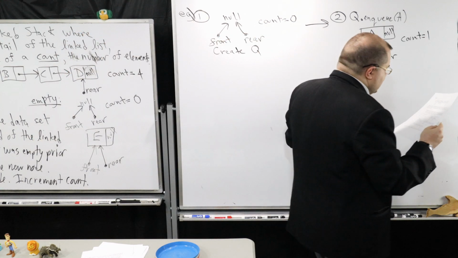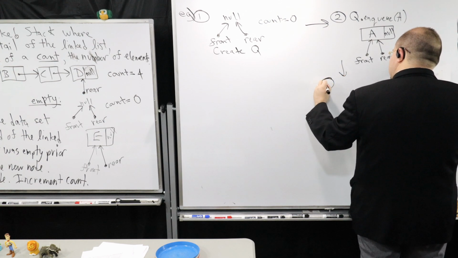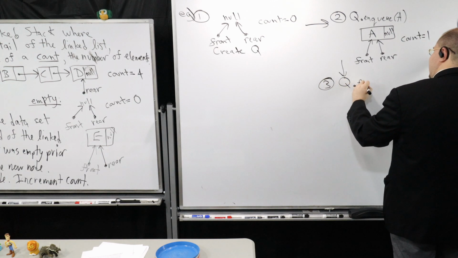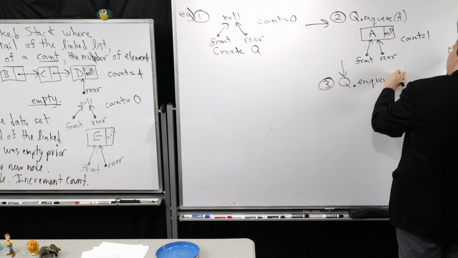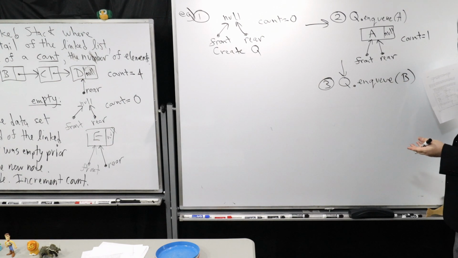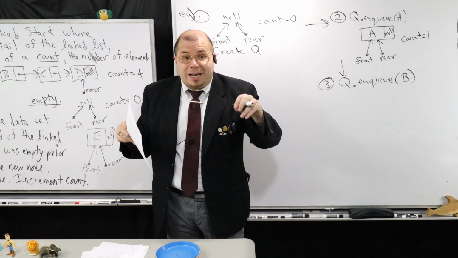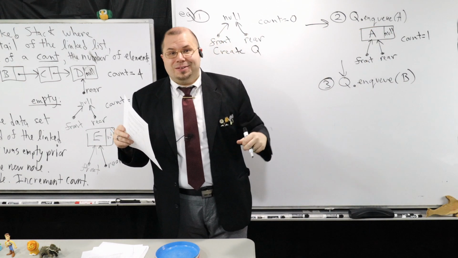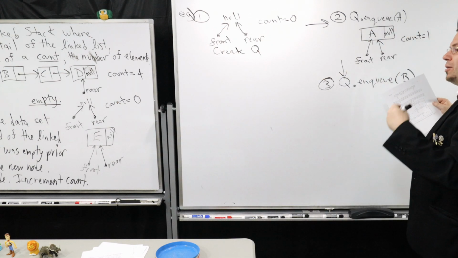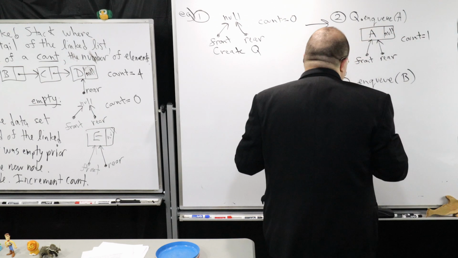So next, suppose that I do another NQ operation. Suppose I NQ an element called B. So I go Q.NQ and I apply it on the element B. Remember, the idea is that I'm going to perform the insertion at the rear of the linked list, which we call the tail of the linked list, but it's called rear.